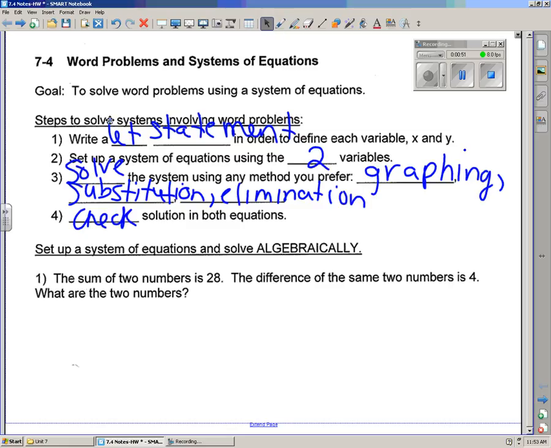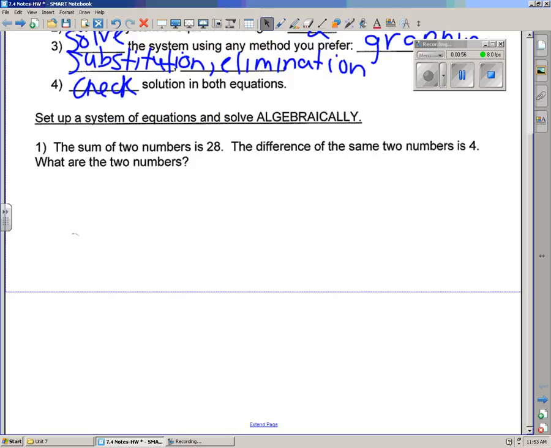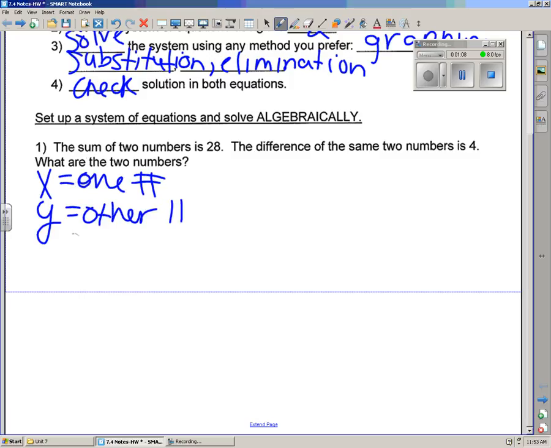So what we have going on here is the sum of two numbers is 28. The difference of those same two numbers happens to be 4. What are the two numbers? So we know what we're looking for. We're looking for two numbers. Let's call x one number. Let's call y the other number. Well, the first sentence basically says the sum of those two is 28, which means x plus y must be equal to 28.